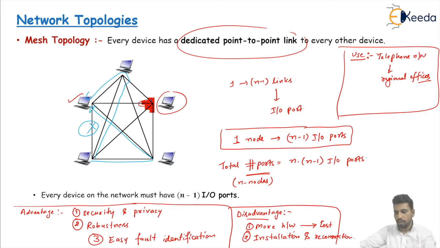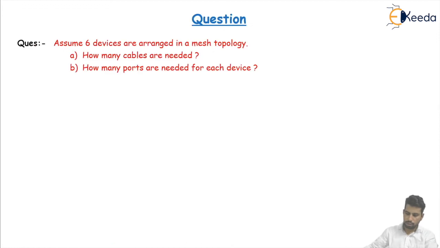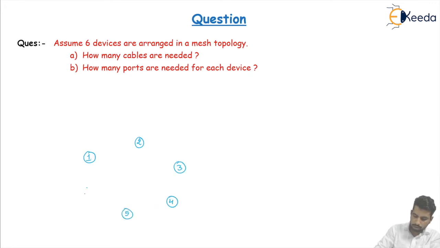Okay, now let's go for some questions. This is the question for practice. Assume we have six devices arranged in a mesh topology. Okay, we have six devices. This is device number one, this is device number two, device number three, four, five, and six. Six devices are connected in a mesh network.